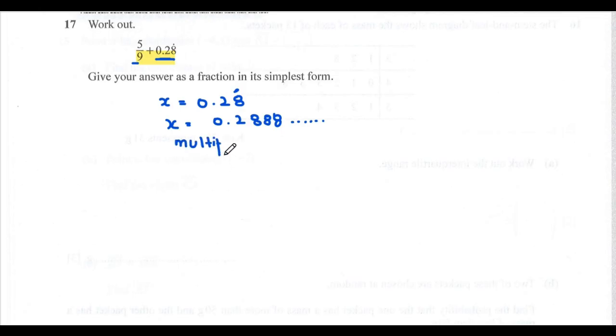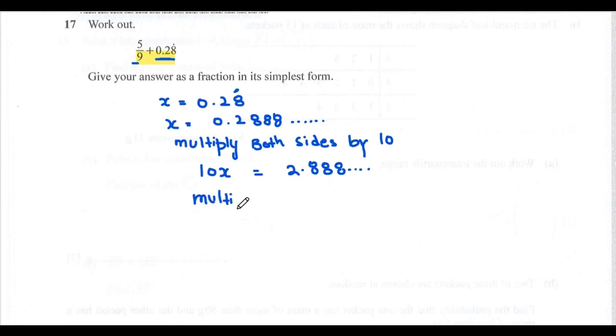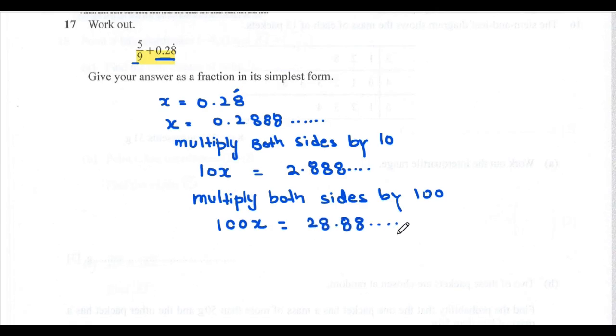To convert this into a fraction, I will multiply both sides of this equation by 10 first. So multiplying both sides by 10, then it would be 10x is equals to 2.88 repeating itself. After it, I'll multiply both sides by 100 again of the same equation. So it would be 100x is equals to 28.88 repeating itself. Let me call this equation 1 and this equation 2.